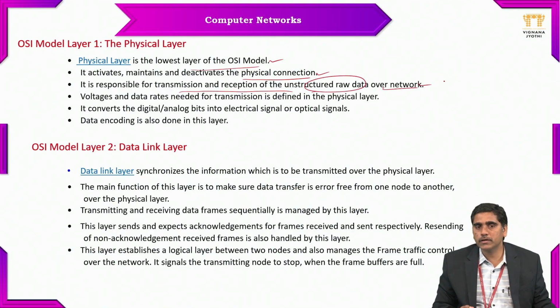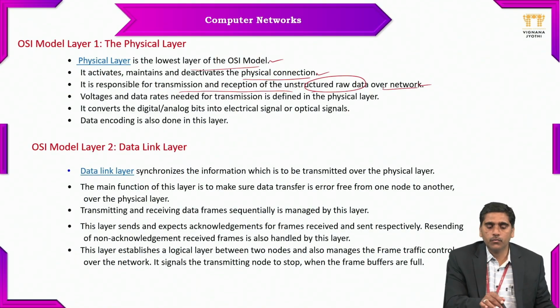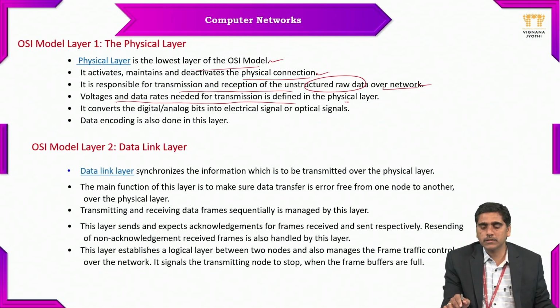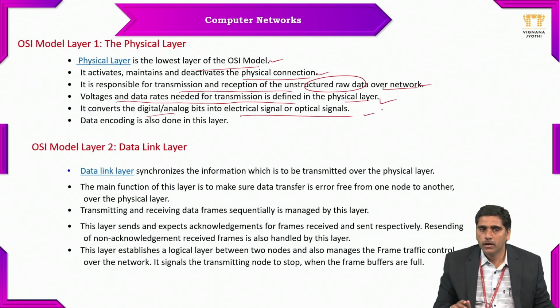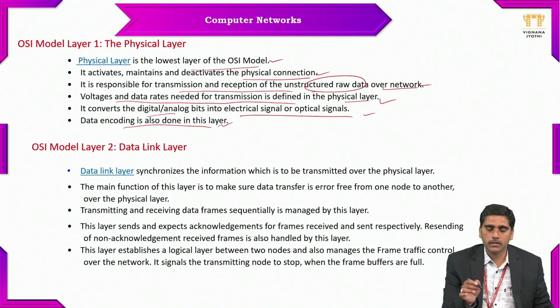So it is responsible for what? Transmission and reception of the unstructured raw data over the network. And voltages and data rates needed for transmission are defined in this layer. And it converts the digital or analog bits to electrical signals or optical signals also. And data encoding is also done in this layer. These are the physical layer responsibilities. So it converts the digital analog bits into electrical bits, optical bits, and data encoding is also done, and it is responsible for transmission and reception of the raw data over a network, and all these are the physical layer responsibilities.